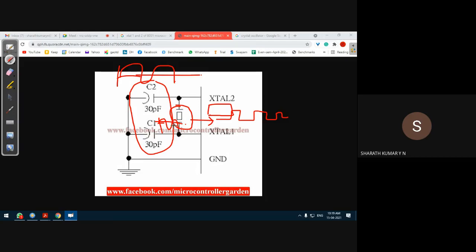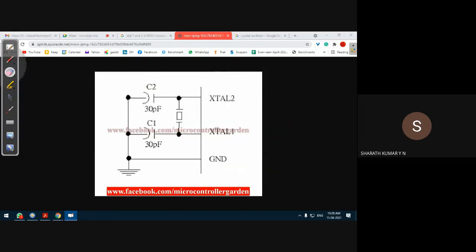Let's observe this. These capacitors are connected to ground. One of the salient features of a capacitor is that it allows only AC and blocks DC. Thereby these two act as a filter and make sure there is no noise in the signal. Hence this sinusoidal signal will be converted into clock pulses by the oscillatory circuit available inside the microcontroller. So this is one way of connecting the oscillator circuit to the XTAL1 and XTAL2 pins, that is pin number 18 and pin number 19 of the 8051 microcontroller IC.